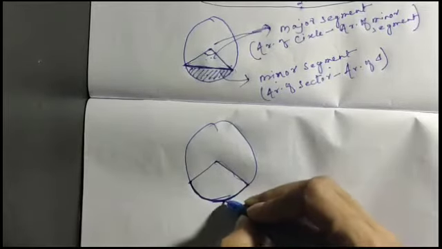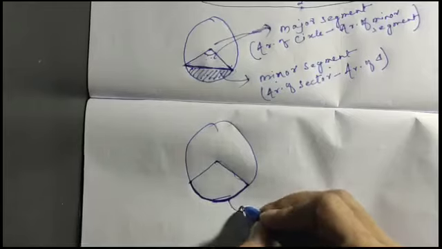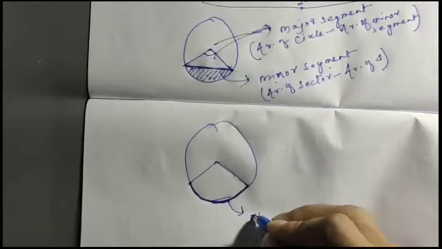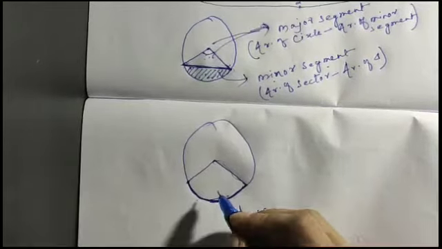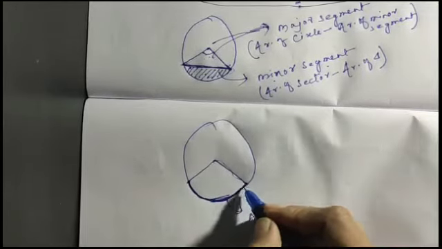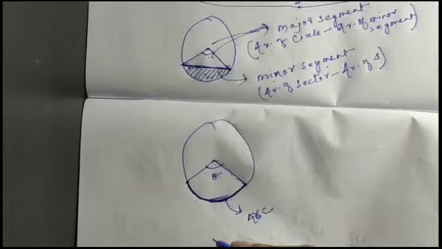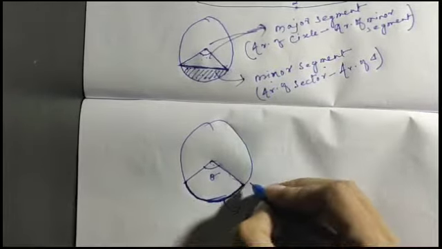Sometimes you will be asked to find out the length of this arc. This is called an arc of the circle. So this length of arc, sometimes it is asked to find. How to find out this length of arc? This angle theta will be given.